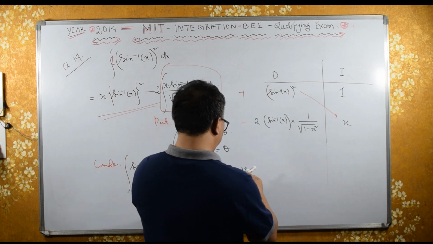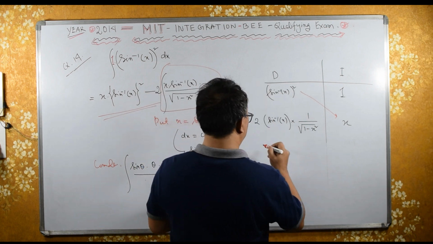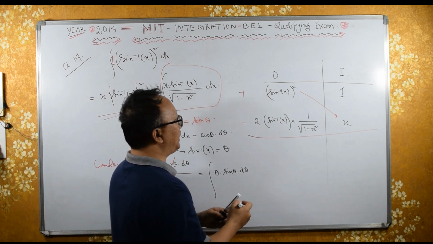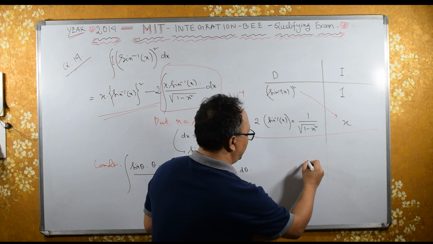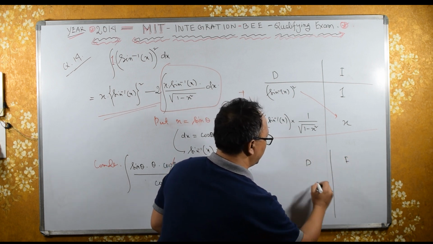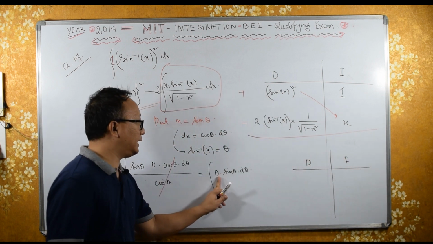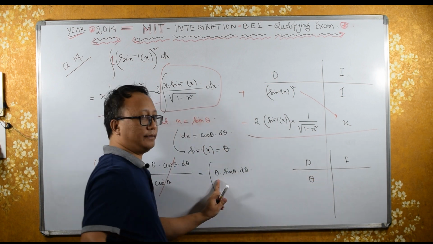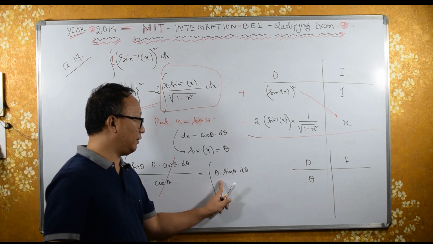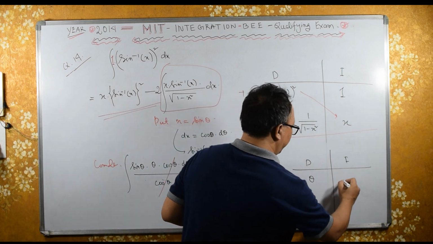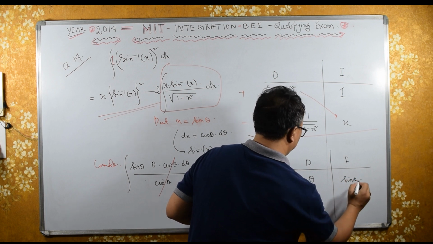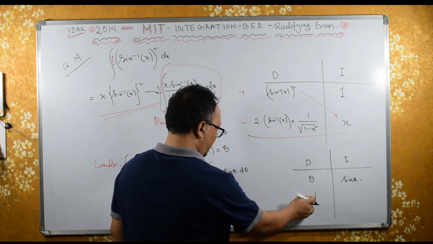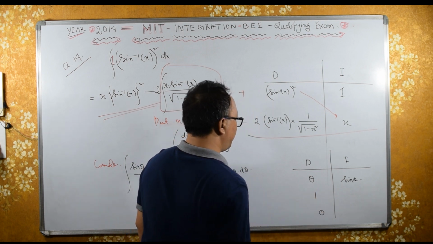Now again here, let's apply the DI rule, or you can say the tabular method. Let's consider theta in the differentiation part, because if you differentiate d by d theta of theta, you will get 1, and the differentiation of 1 is 0. Here we have the integration part, sine of theta.